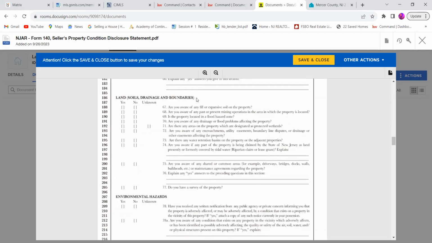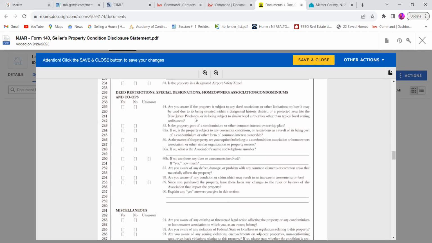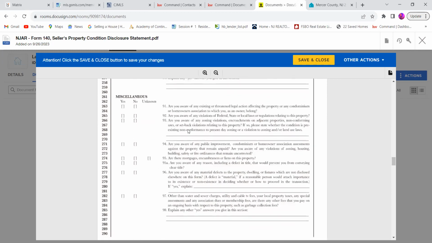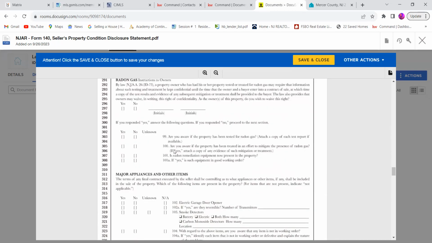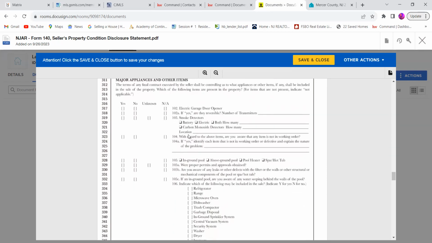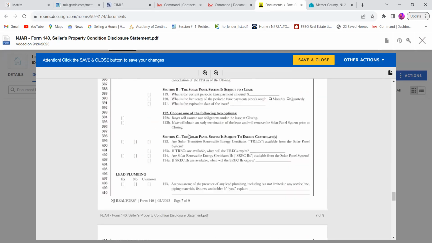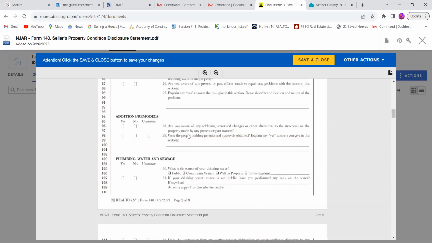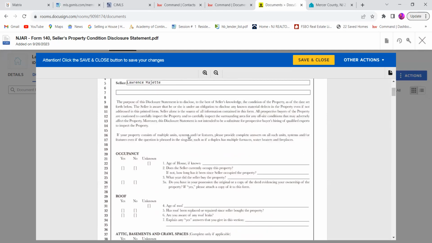Everything from land and soil, environmental hazards, deed restrictions, special designations, anything miscellaneous they could think of. Radon gas: have they ever had radon, have they ever been radon tested? How are their major appliances performing? It asks them everything you could possibly think of about a home. So this one you're going to print out and give to them personally, and you're going to let them start filling this out while you're getting the rest of the paperwork first.